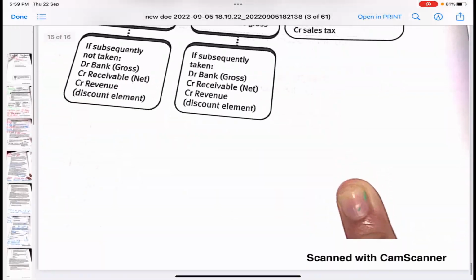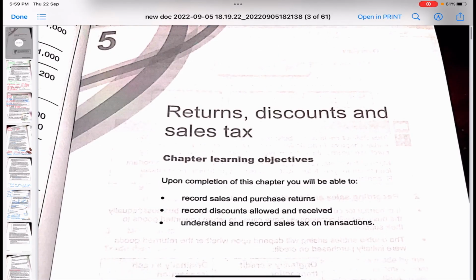Okay, so I hope you are able to understand this chapter so far, and it is a very easy chapter. Just make sure that you make notes and you write down whatever I am explaining, and you have to learn the journal entries, and it is very easy and it is very logical.